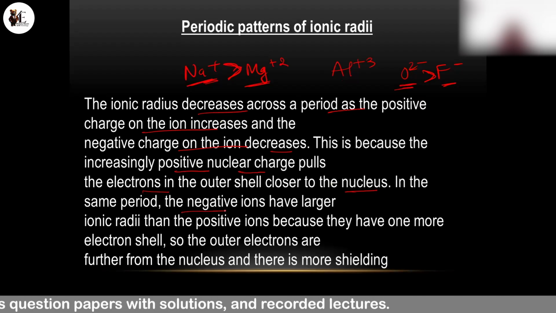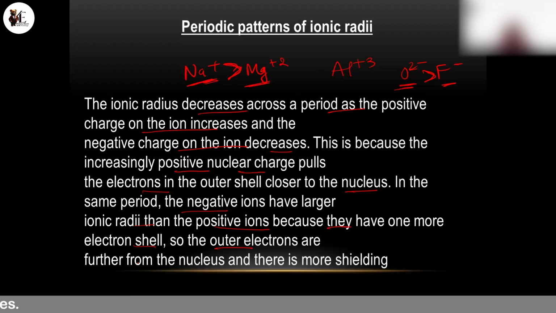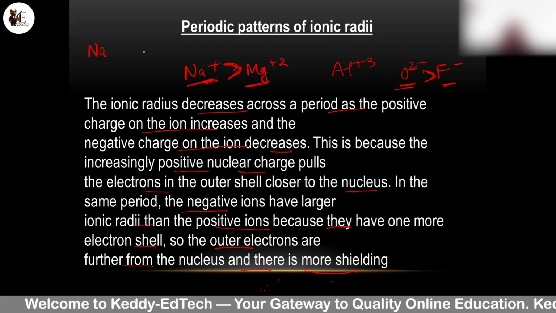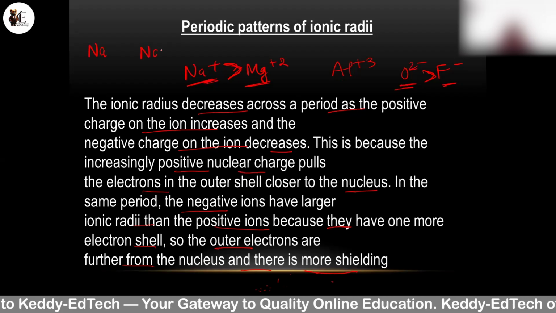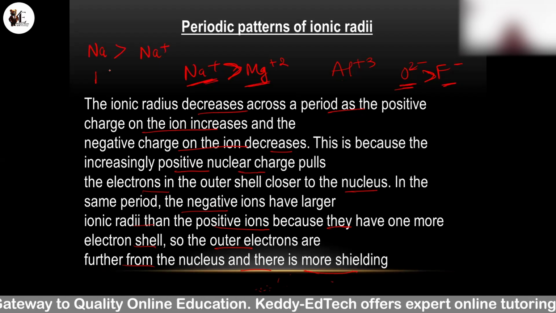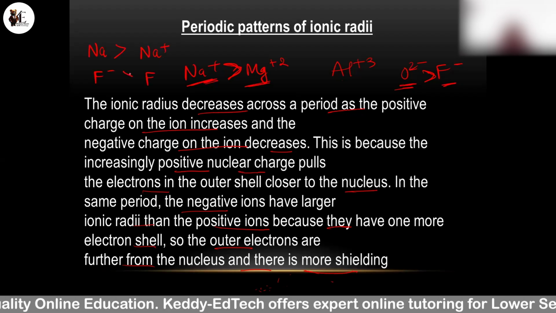In the same period, the negative ions have larger ionic radii than the positive ions, because they have one more electron shell. Negative means electrons are gained, so the outer electrons are further from the nucleus and there is more shielding of the inner electrons. They shield the outer electron from the positive nuclear charge. If I ask which has larger ionic radii, Na or Na+, the answer is Na. But which has greater ionic radii, F- or S, the answer is F-.